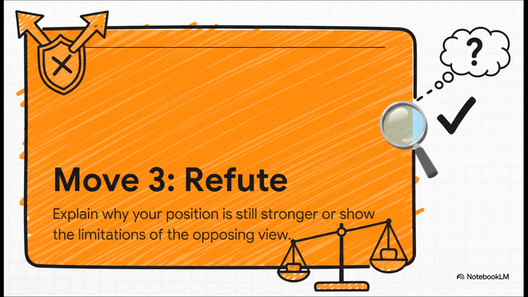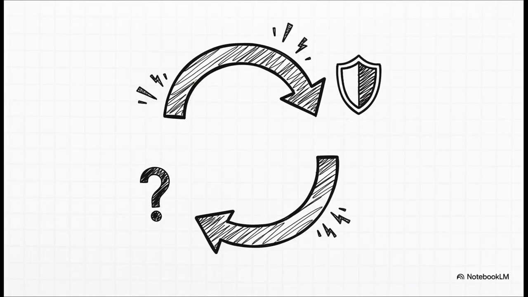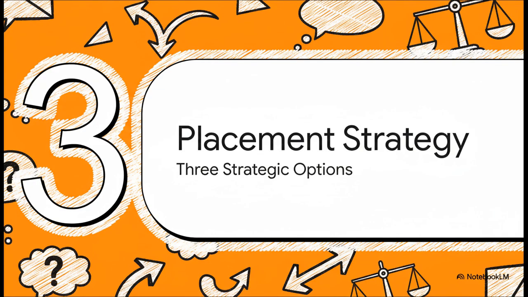Which brings us to the final and most crucial move, refute. After you've acknowledged their point and maybe conceded a small part of it, you have to pivot back. You have to explain why your argument is still stronger or show how the other side's view is limited or overlooks something important. This is your big pivot point. It's the moment you steer the conversation back to your side. And your best friends here are transition words. Words like however, yet, or a phrase like while this may be true. They're like turn signals for your reader, showing them you're shifting back to your main point to prove why it's better.